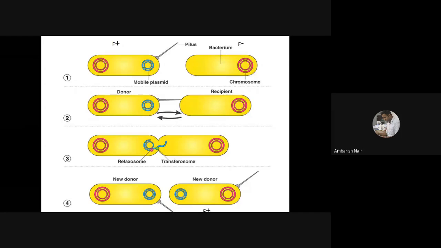So in bacteria, there is no naturally F plus or F minus, but for study purposes, we named them like that. One is F plus, another is F minus. F plus will have a plasmid, F minus won't. So we call F plus the male one and F minus the female one. So what happens, this male and female form a cellular connection with a pilus.